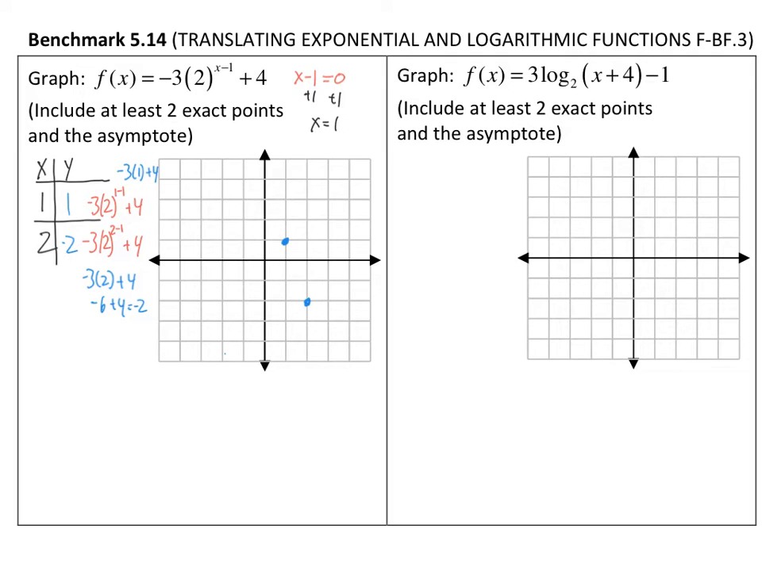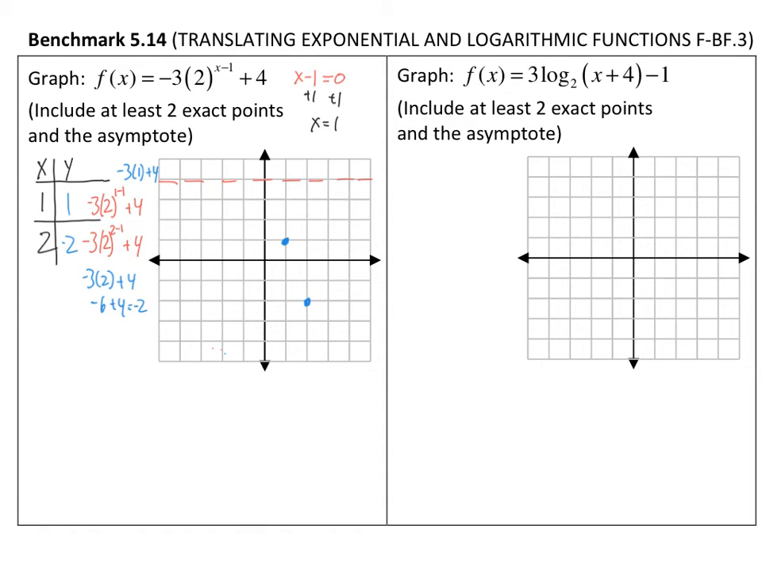Okay, now all exponentials have an asymptote, and what you should notice is this right here is your asymptote. Normally, exponentials had an asymptote right here. Okay, but that is going to be pushed up 4. So this graph is actually going to have an asymptote right here.